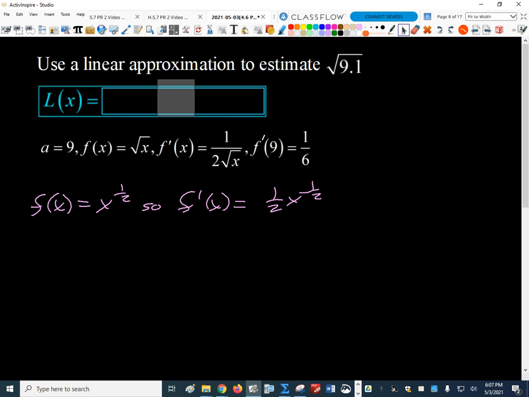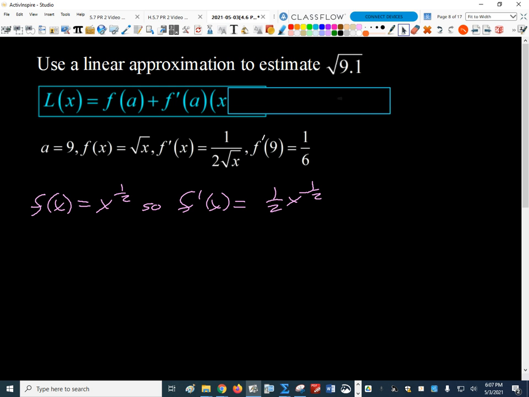Remember, L of x is equal to f of a, in our case that's f of 9, plus f prime of a times the quantity x minus a. If we plug all that stuff in, then what are we going to get? We're just going to get f of a giving us 3. Let's write it this way. I don't like that, we're skipping too many steps here. I'm going to go back.